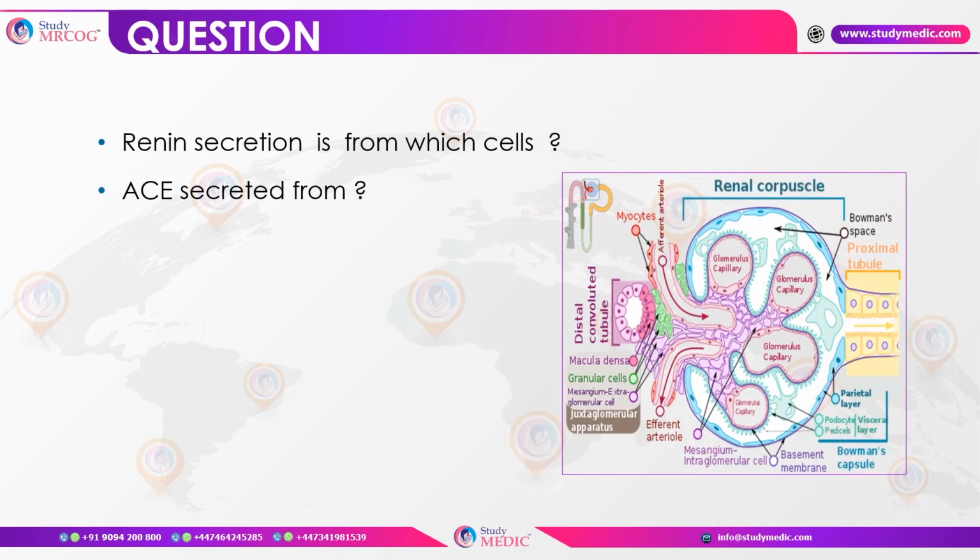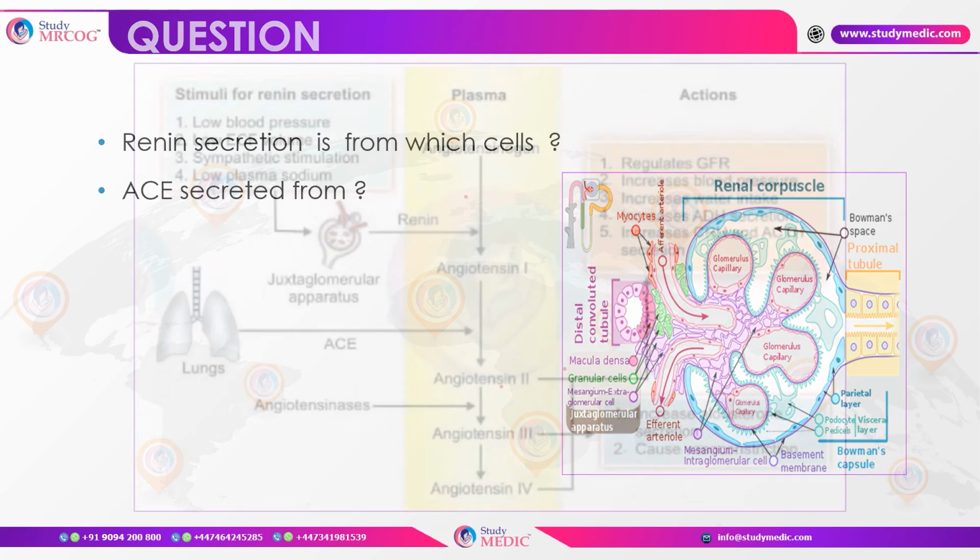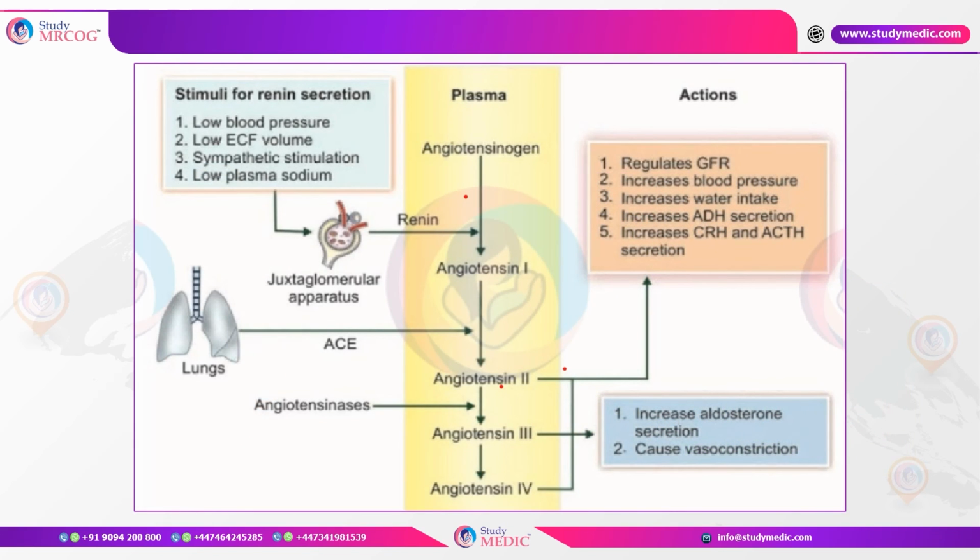Another important concept about the renal physiology is about the secretion of renin and the renin-angiotensin system. So renin is basically secreted from the juxtaglomerular apparatus, which is present near the Bowman's capsule. So what are the stimuli for this renin secretion? Whenever there's a fall in BP or low ECF volume, or there's a low plasma sodium, these cells, the JG apparatus, get stimulated, which leads to secretion of renin.